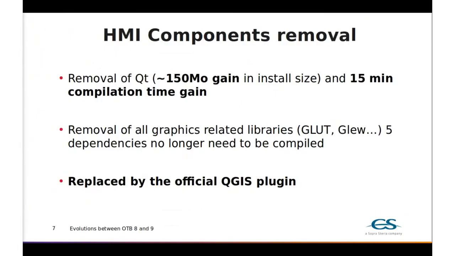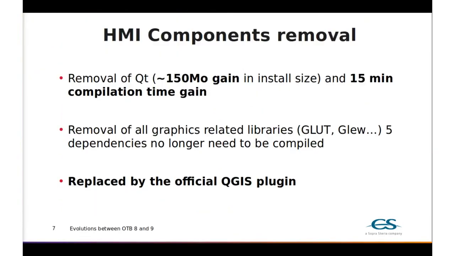So about the HMI components removal, the biggest gain was with Qt, which is a cross-platform library to display GUIs. Just removing this is 150 megabytes in install size and 15 minutes of compilation time. So just with this, you are going from 45 minutes to 30 minutes. So it's a big gain.